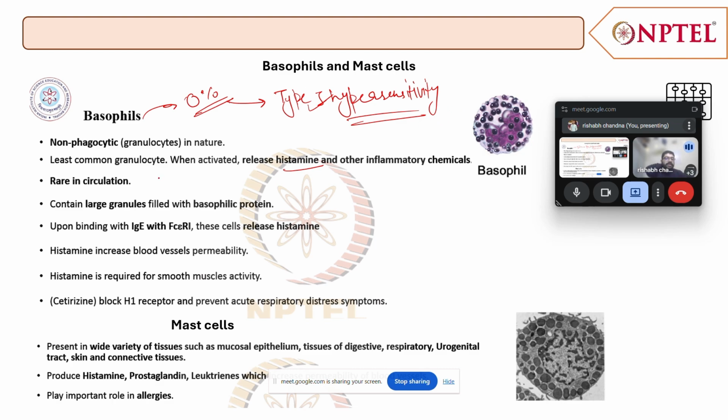They are rare in circulation. They have large granules that can be stained with basic dyes, that are filled with the basophilic proteins. That's why they are called basophils. An example of a basic dye is methylene blue.